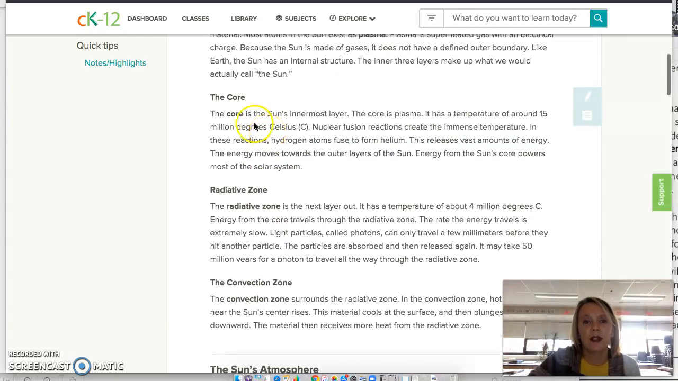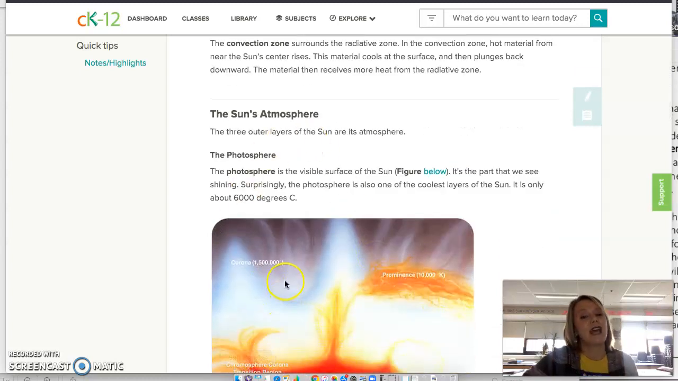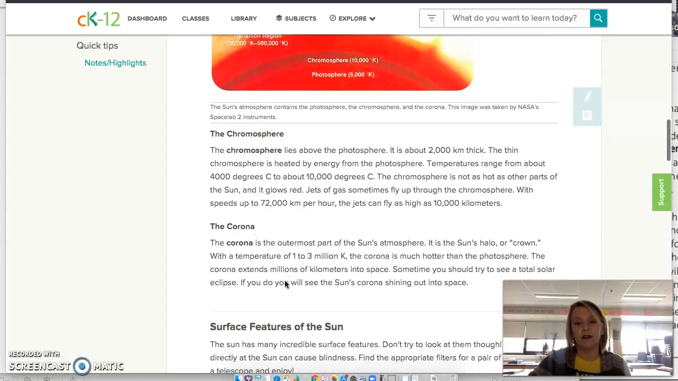Okay, so these are the 3 inner layers of the sun. We're kind of focusing on where the sun's energy is made, and that is in the core. And it's the same for all stars. All stars that you see in the sky have these layers, and all stars have a core where the energy is made. Then we get to the sun's atmosphere, or the outer layers of the sun.